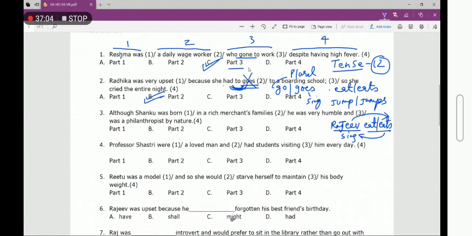Okay. Although Shanku was born in a rich merchant's family, right? Not families. He was very humble and was a philanthropist by nature. Do you know what a philanthropist is, guys? No, sir. Remember, we had done our vocabulary class. Phil is love, right? Philanthropist is mankind, right? Throp is mankind.